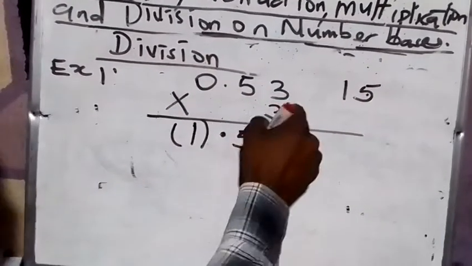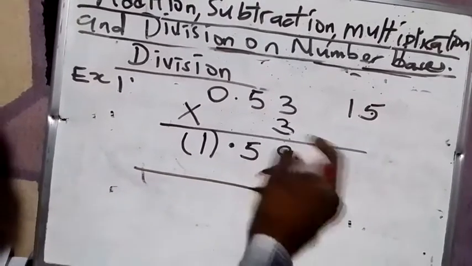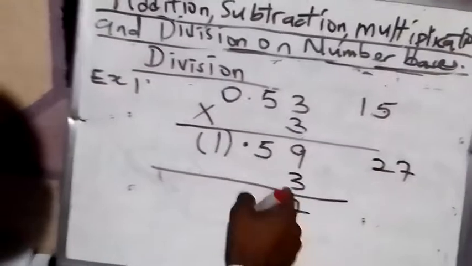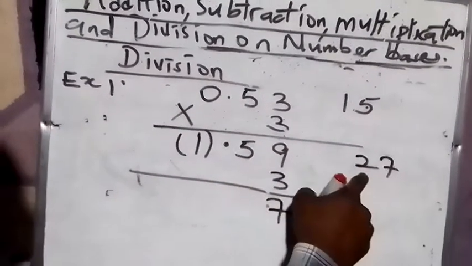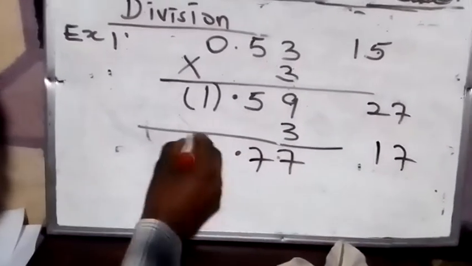Use this 3 again. 3 times 9, 27. You write 7. Now 3 times 5, 15. 15 plus 2, that's 17. You're going to write 7. So the one you have here, just write it down like that.